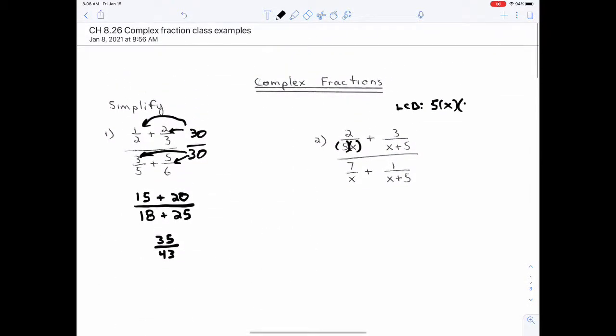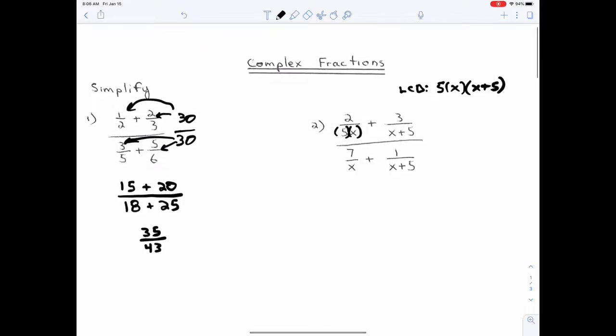Whoa, what happened there? That was weird. On the bottom here we have an x. Fine, and we've already got the x, and another x plus 5. So that's the common denominator. We have 5 times x times x plus 5. So what we're going to do is multiply top and bottom by 5x and x plus 5, and we're going to give that to all 4 of these fractions.